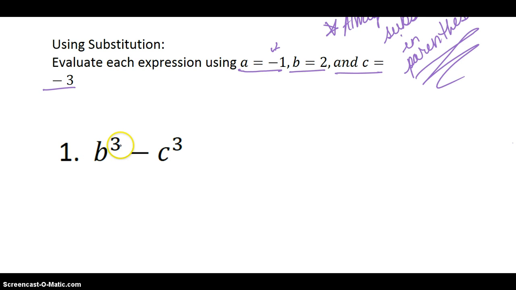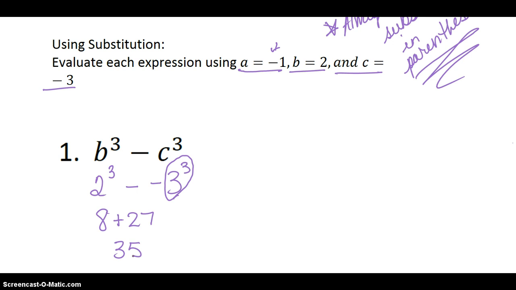So everywhere I see b, now I'm going to do this incorrectly the first time so you can see why the parentheses are so important. Okay, and c is -3, so I'm just going to put minus -3 cubed. Okay? Well, if I don't have parentheses, this cubed only goes to the 3. So this is going to be 8. Now I'm going to change this sign. Why wouldn't I? Minus a negative. It's going to be plus 27, which is going to be 35.